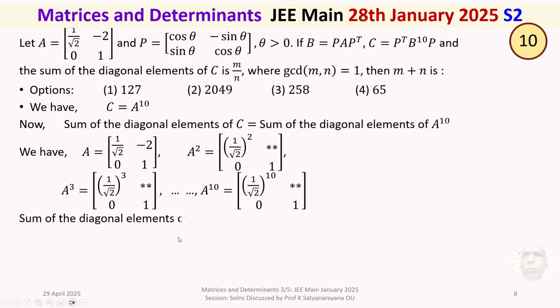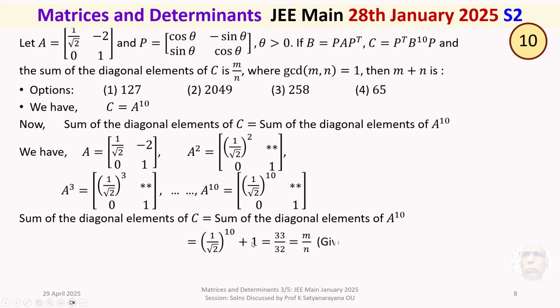Thus the sum of the diagonal elements of C is equal to the sum of the diagonal elements of A to the power of 10. That will be (1 by root 2) to the power of 10 plus 1. (1 by root 2) to the power of 10 is 1 by 2 to the power of 5, that is 1 by 32, plus 1. That is 33 by 32. Let it be m by n. M is 33, n is 32. The GCD of 33 and 32, consecutive integers, is 1.